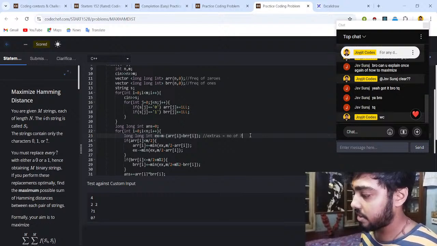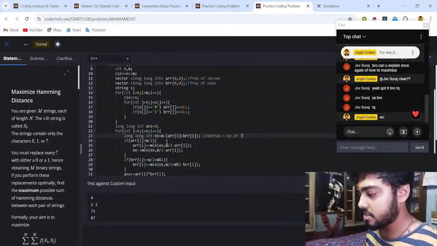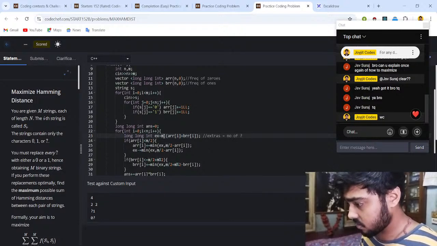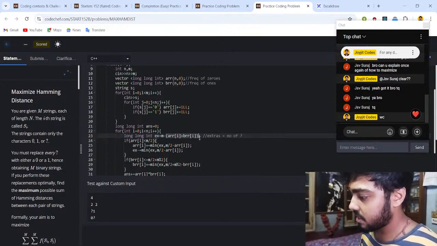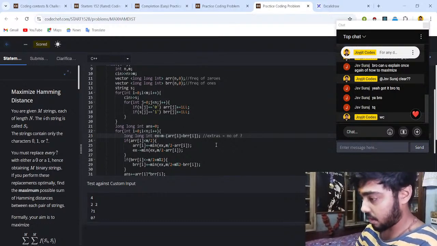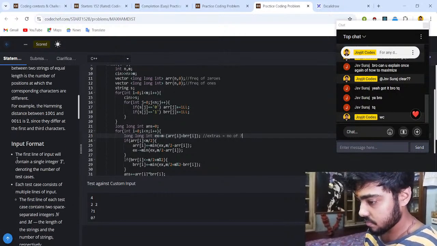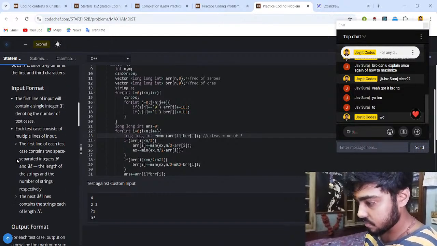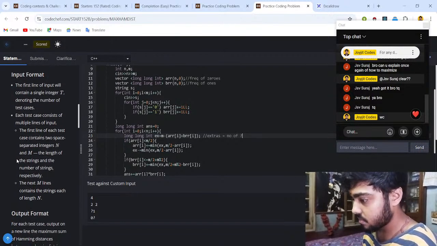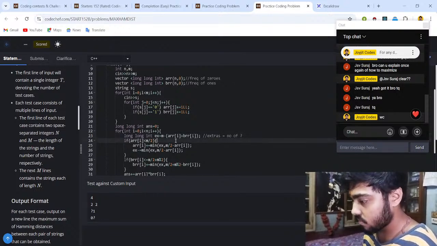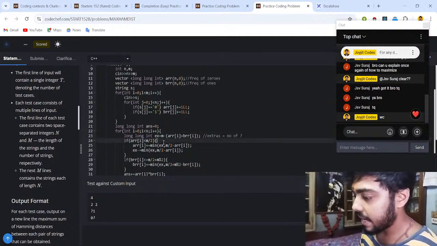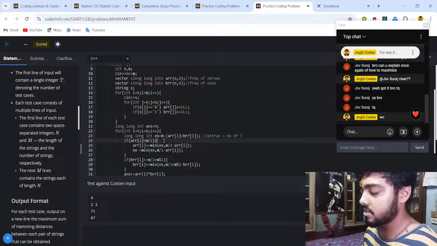So extras are actually the number of question marks. How are we finding the number of question marks? It is m minus (arr of i plus arr of brr of i). By using that, we can just find the number of question marks, because m is the total number of cases, so from that we can just subtract it. That is how we find the number of question marks.